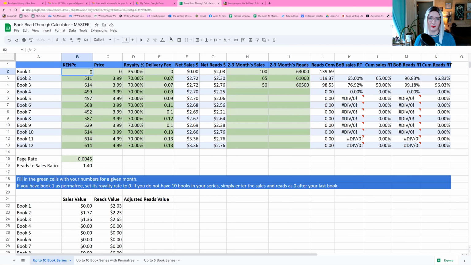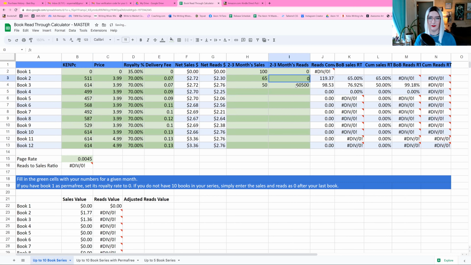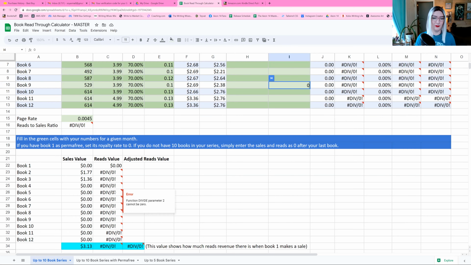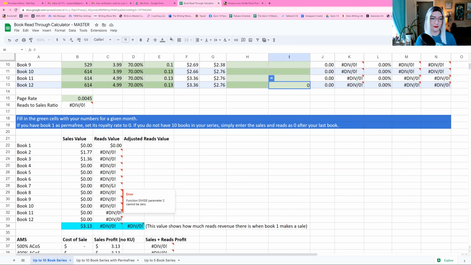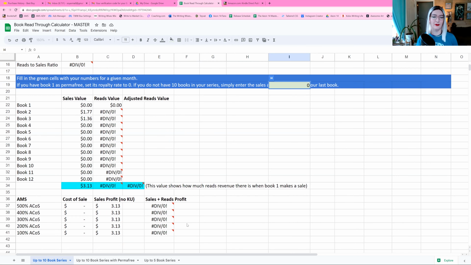And it doesn't handle net reads properly with permafree, because there are no reads with permafree, right? This number is going to be 0. To be permafree, you have to be wide. So if the number needs to be there, put it in. If it doesn't, zero it out, and it will handle everything just fine. Like I said, it will throw some divide by 0 errors, because you can't divide a number by 0, right? You don't have any numbers here, but it's fine. It handles it, and it still gives you the right answers. It just highlights that you're not in KU.